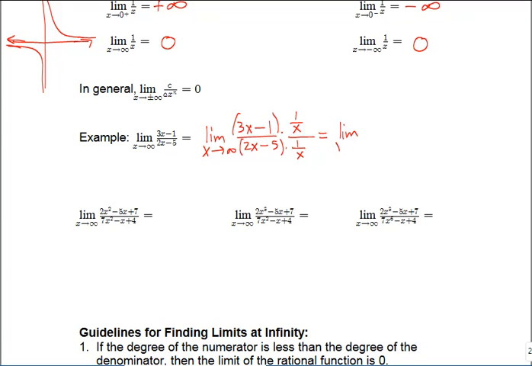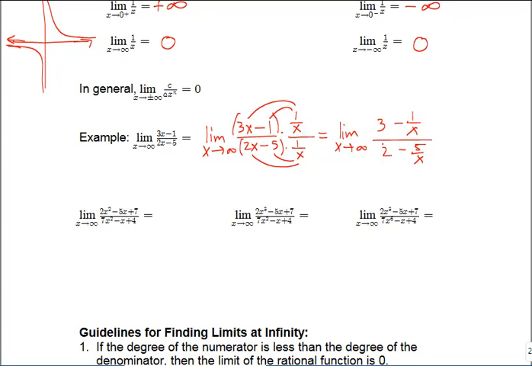Now let's go ahead and distribute that 1 over x across. 3x times 1 over x is just 3. The x's cancel. And negative 1 times 1 over x is minus 1 over x. On the bottom, 2x times 1 over x is just 2. And negative 5 times 1 over x is negative 5 over x.